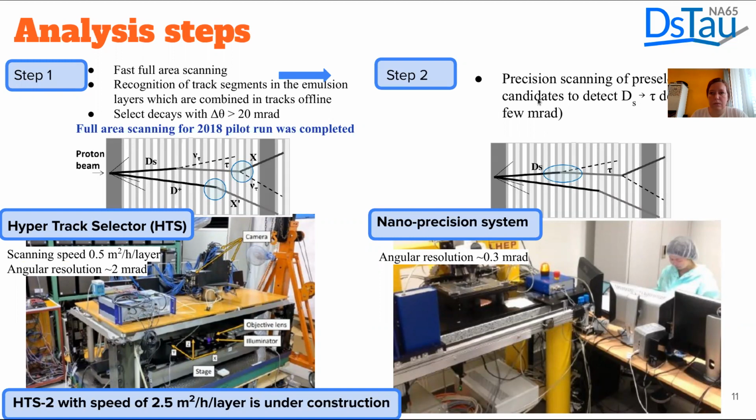And then we have a second step of analysis. We take these preselected events and look for a kink inside these tracks which are candidates to be charm. The angular resolution of this scanning station is about 0.3 milliradians.